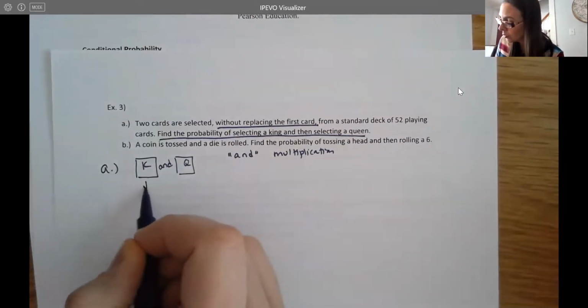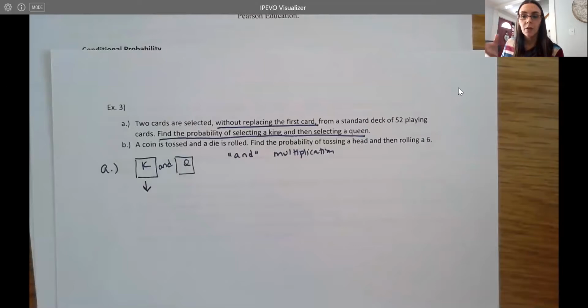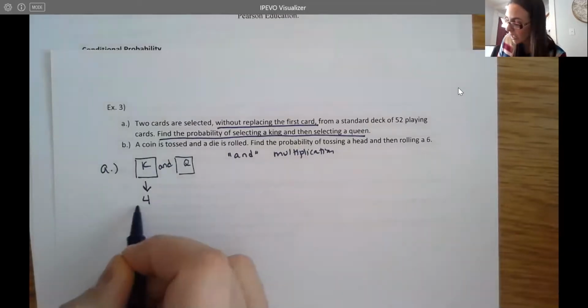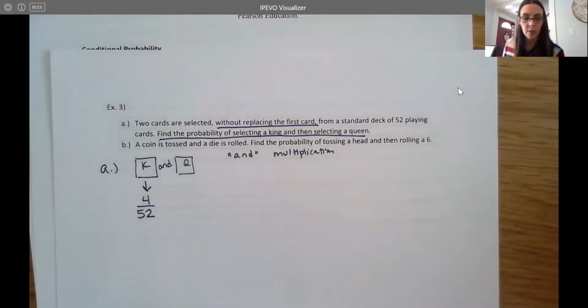So the first case, what's the chance of getting a king? Think about your cards. You have 52 cards, nothing's been chosen yet, and you have 4 kings in the deck. So I have 4 kings that are possible to choose from, and 52 cards all together.